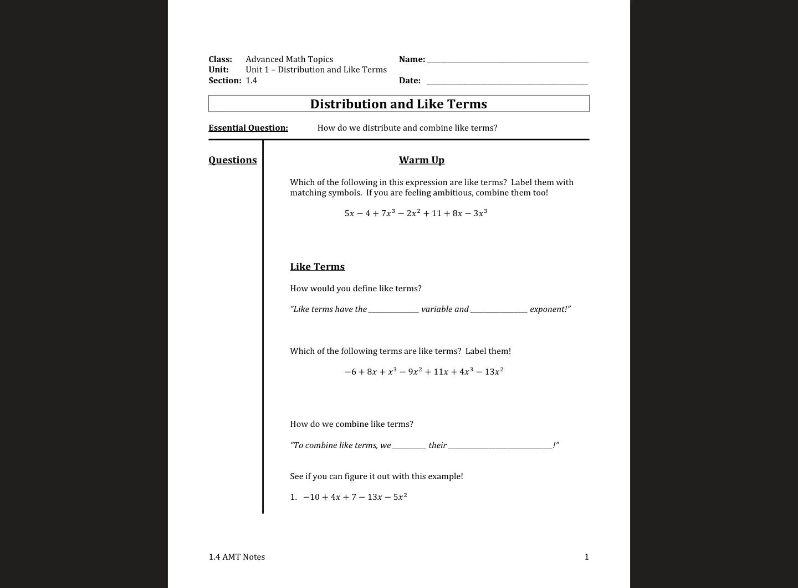We're continuing with Chapter 1. This is 1.4. We're talking about distribution and like terms today. Essential question is, how do we distribute and combine like terms?